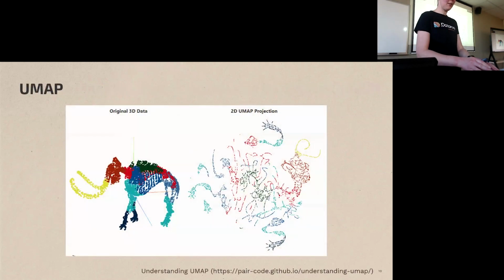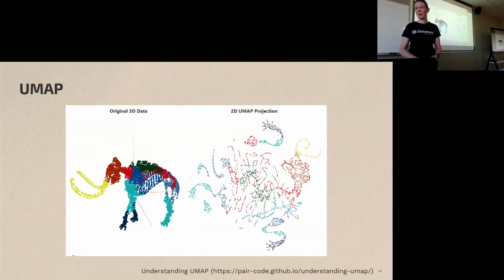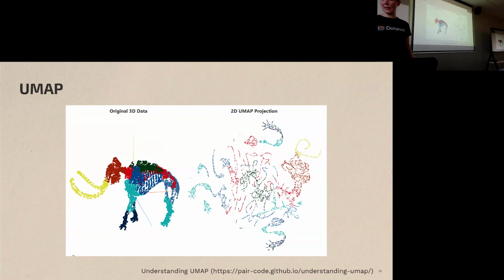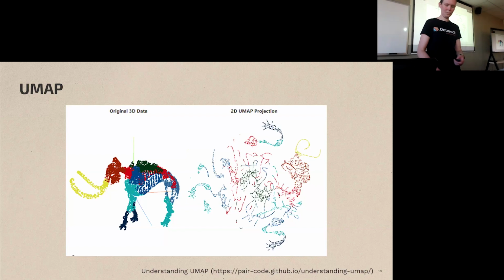So this is very typical. If you look at UMAPs, you'll probably see this diagram, where you've taken a 3D point cloud of a woolly mammoth and you project that onto a 2D UMAP projection. The color codes stay the same, so you can see, say, the tusks here have stayed together and connect to the points that represent the head. And if anyone's interested in looking a bit more at UMAP, the Understanding UMAP website is a really good place to start.